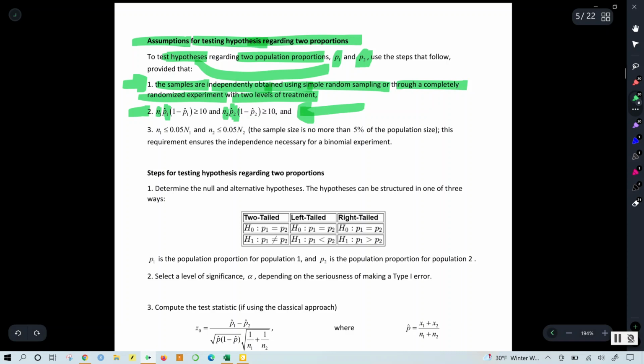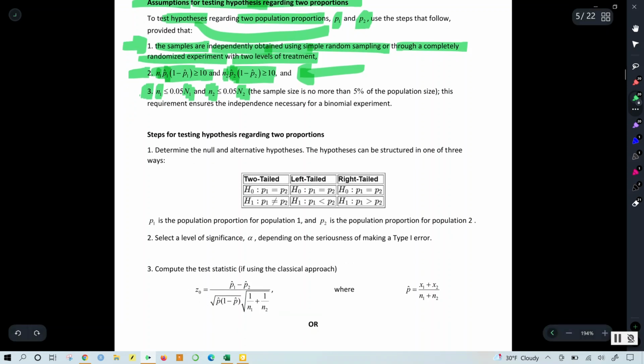We must also check that each of these are verified. That is, n1 times p1-hat times 1 minus p1-hat is at least 10. And the same is true for n2 times p2-hat times 1 minus p2-hat, which is also at least 10. Then 3, each of the sample sizes drawn from each of the two different populations must be less than or equal to 5% of the total population sizes.